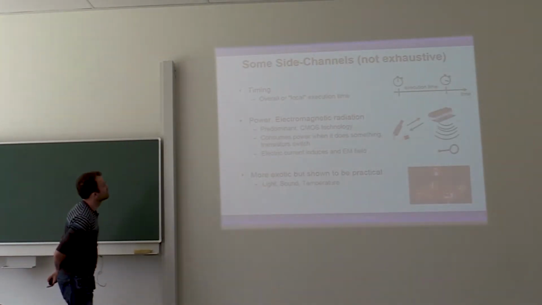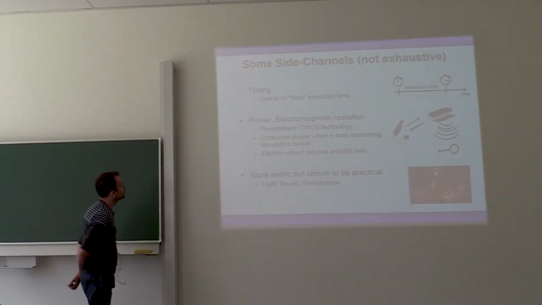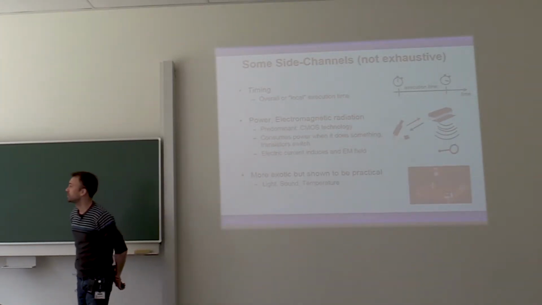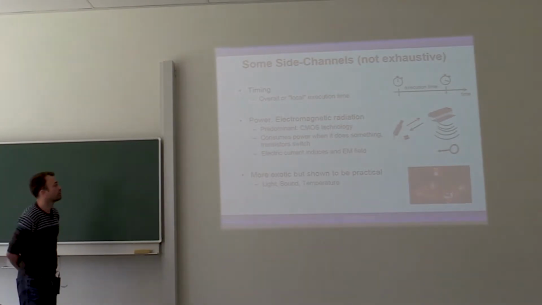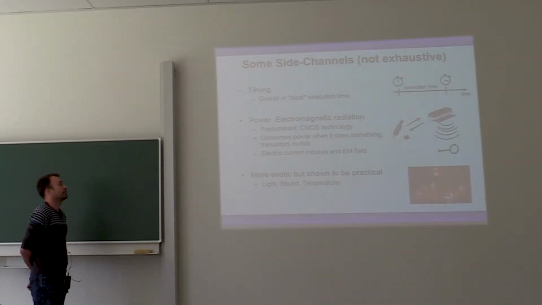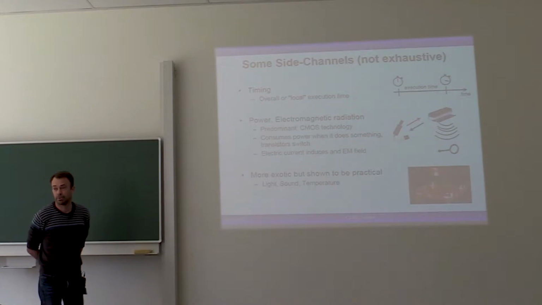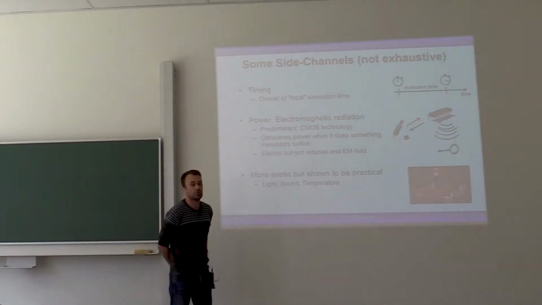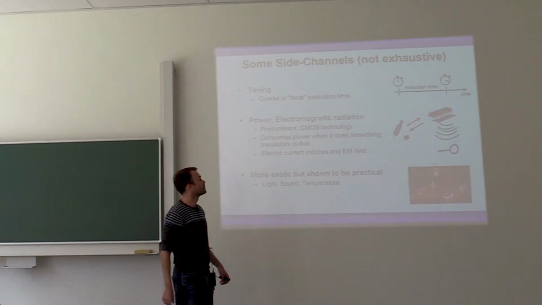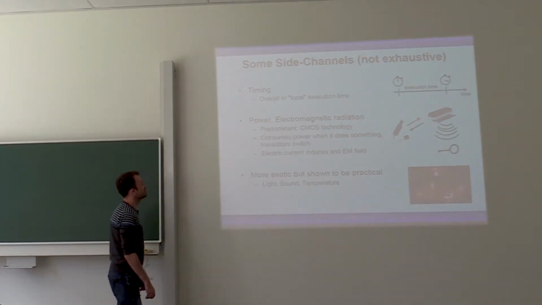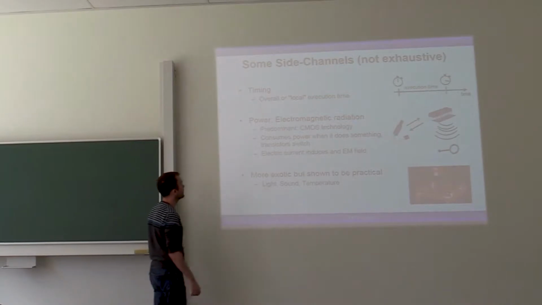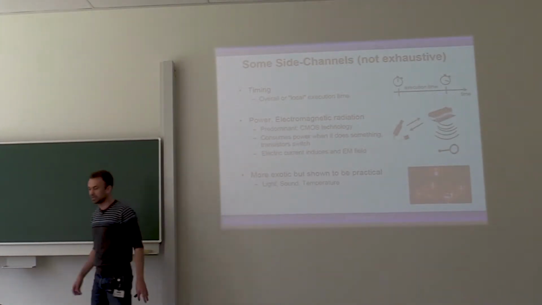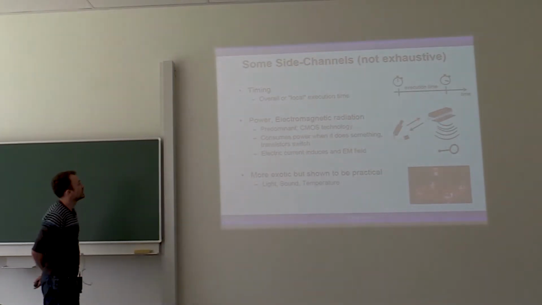Now, what sort of information could this be? It could be, for example, information about timing. How long does it take to perform a cryptographic operation? That would be, let's say, the overall execution time, or how long does it take to execute certain small parts of a cryptographic algorithm. You'll see examples later. Very popular is power analysis, and closely related is electromagnetic analysis.